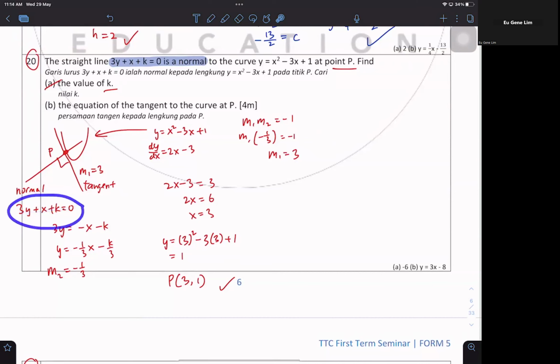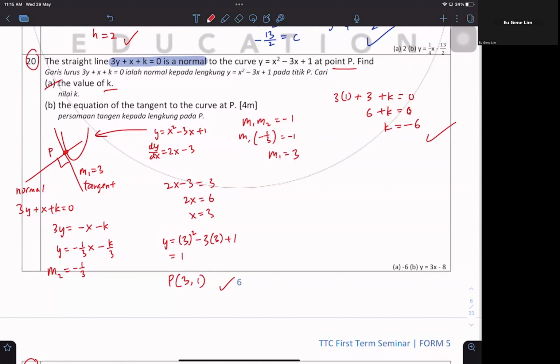The equation of the normal. This one you do like this. You see the point, x and y, right? Sub into the normal, then you will get the K. Very good. So I do it here: 3y plus x plus k equals 0, 6 plus k equals 0, k equals negative 6. Done.